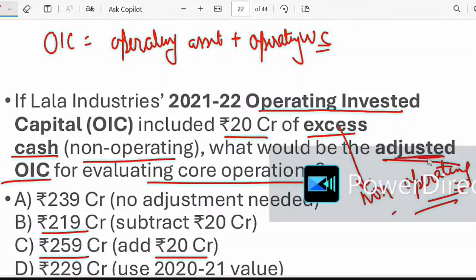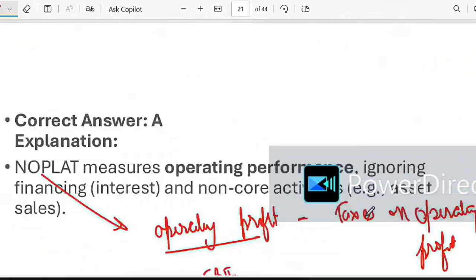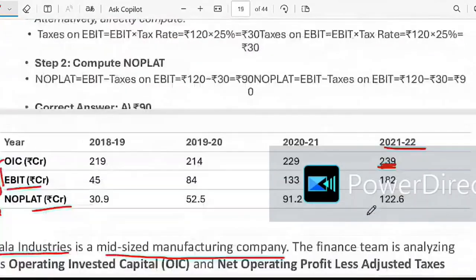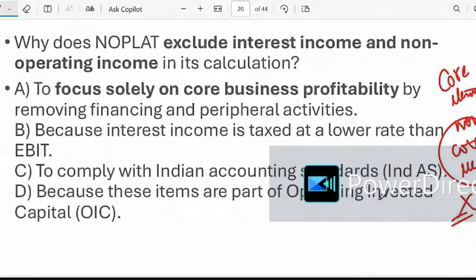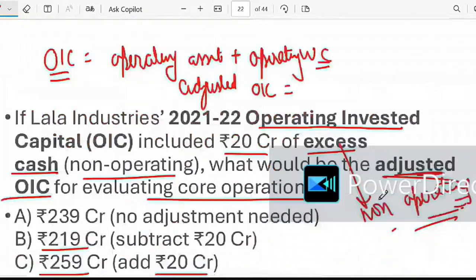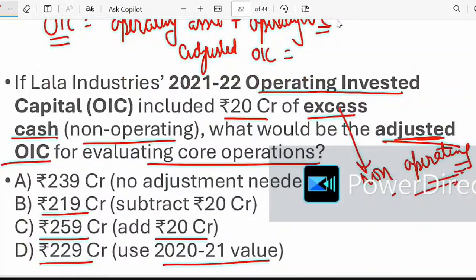Now, how to get the adjusted OIC? Adjusted OIC will be the present OIC. What is the present OIC? The present OIC is 239 crore. It is given in the table, right? So 239 crore minus 20 crore. 239 minus 20 will give you 219 crore. So this 219 crore is the correct answer.